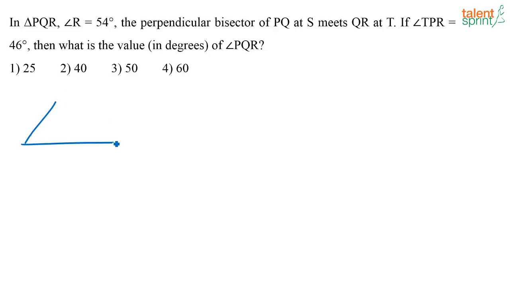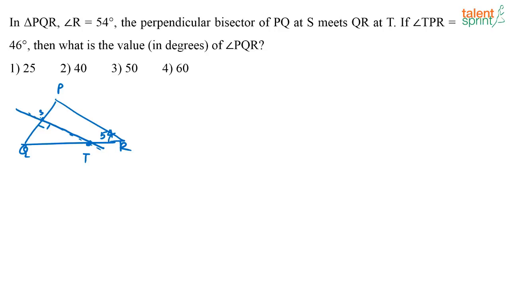So here what is given, there is a triangle PQR and it is given angle R is 54 degree. Okay, this angle is 54 degree. The perpendicular bisector of PQ, perpendicular bisector means it is going like this. It will go through the center and it will cut this at 90 degree. The perpendicular bisector of PQ at S, so this point is S. This meets QR at a point T. So this is the perpendicular bisector to this line PQ and it is meeting the line QR at T.